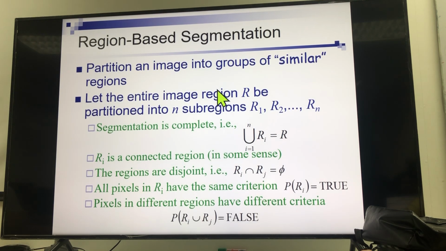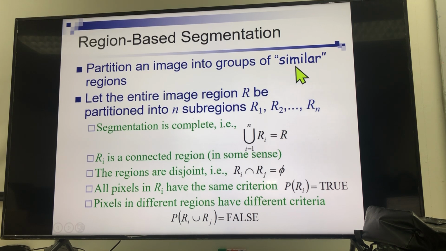Next is region based. The thresholding is actually, for me, I consider it region based segmentation. But some papers call it histogram based. Basically it uses intensity as the similarity criterion. Most of these are region based. Basically, this is what they do: they partition the image into groups of similar regions.